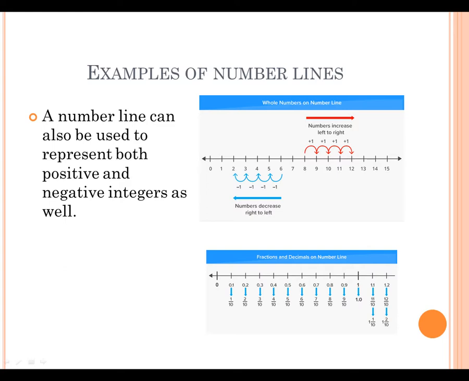So if you want to move forward, then you have to add 1, 1, 1, 1 from left to right, and when you want to move from right to left, then you subtract 1, minus 1, minus 1, minus 1. The number decreases from right to left, and the number increases from left to right. So a number line can also be used to represent both positive and negative integers as well.